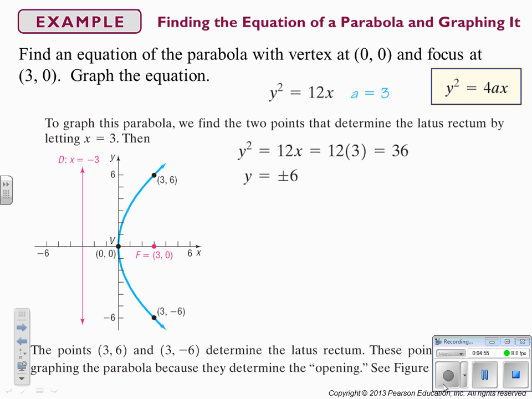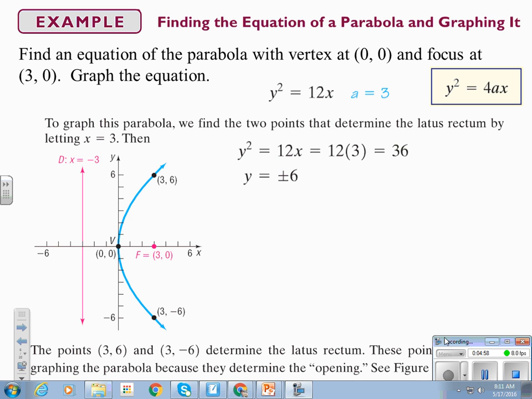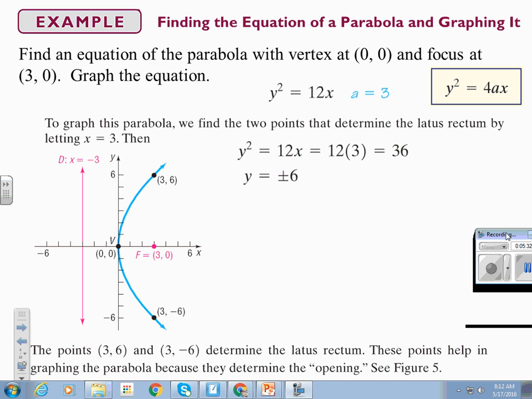So just for clarification's sake, the line that joins a comma 2a and a comma negative 2a is called the latus rectum. It's a line that goes from your parabola, hits your focus, and hits the other side of your parabola. These points help in graphing the parabola because they determine the opening, so how wide your parabola is.